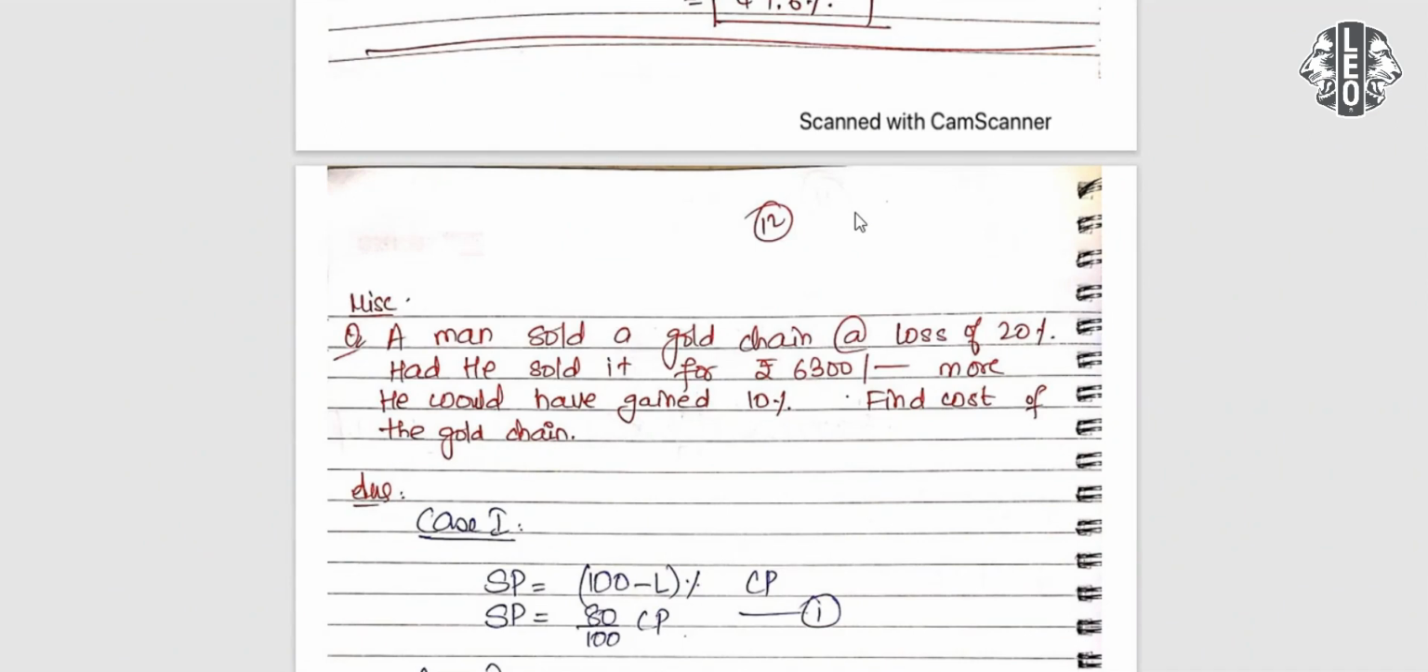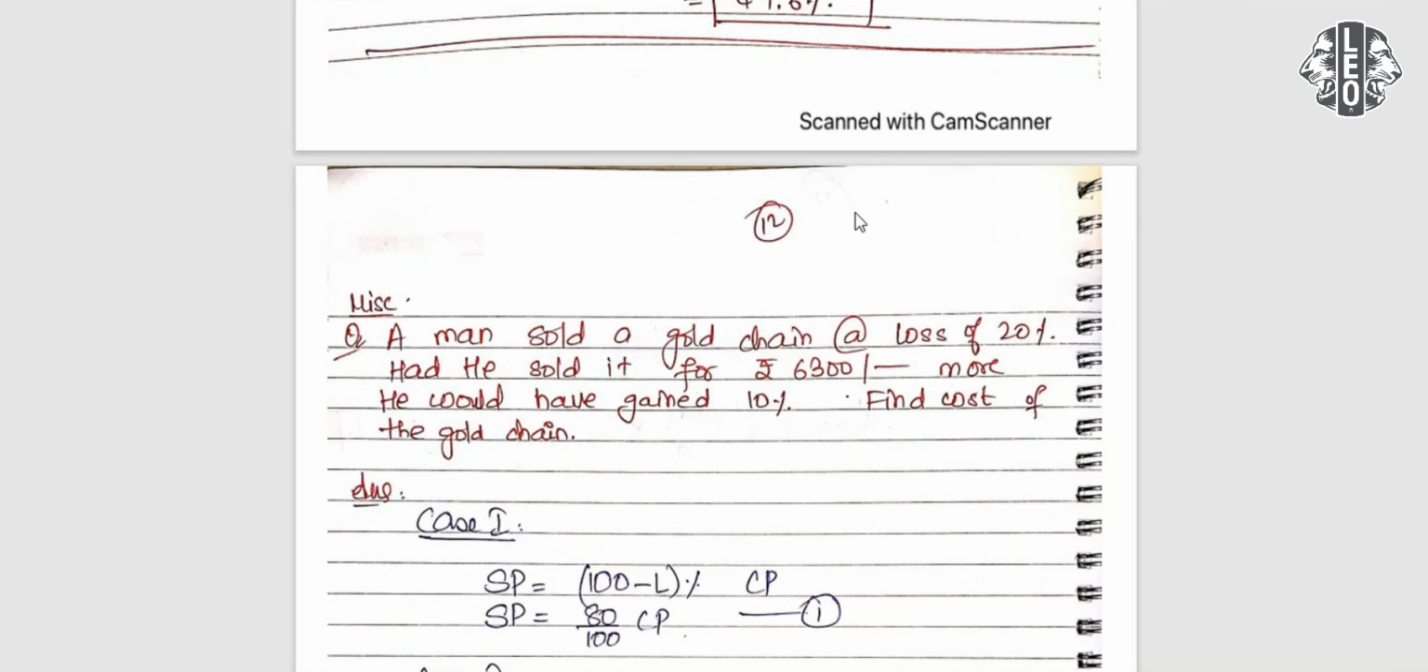This is a goldsmith, a man or a goldsmith, you could take it for concern. He sold a gold chain at a loss of 20%. Please note down the question. He sold a gold chain at a loss of 20%. So the loss percentage is 20%.